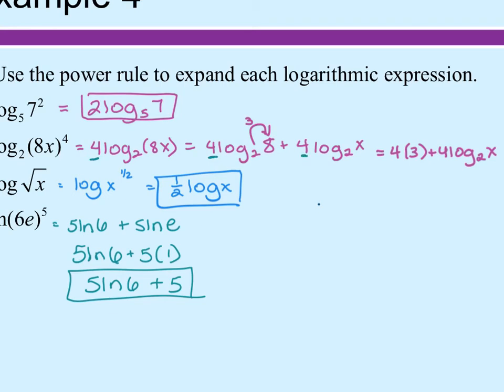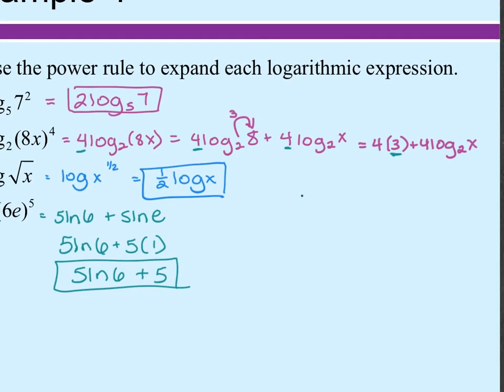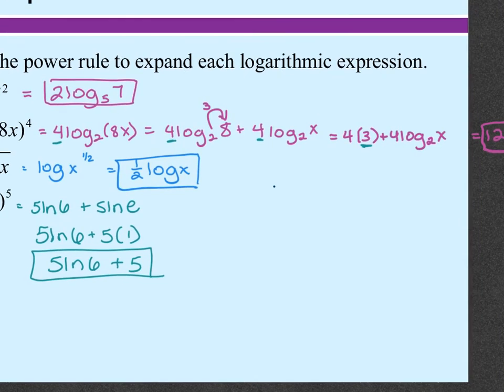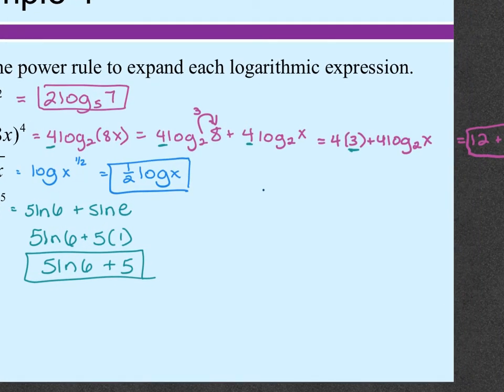Then you get log base 2 of 8, and 2 to the third power is 8, so that can be reduced. And then 4 times 3 would be 12. 12 plus 4 log base 2 of x is as simple as it goes. C, if you're square rooting, the exponent is really a half. And then the exponent should get bumped to the front, so that should be a half log base 10 of x.